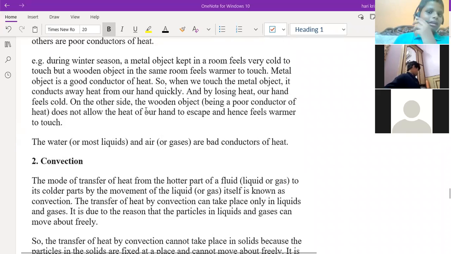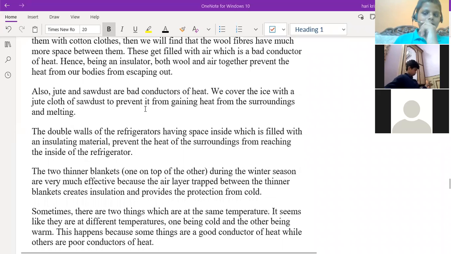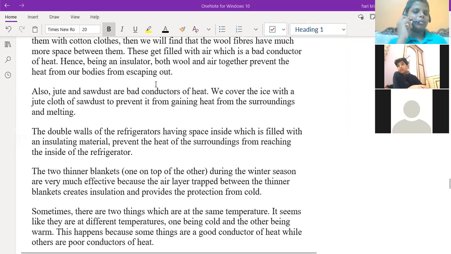Can you repeat again? What's your doubt? Yes, sir. Like we use utensils for cooking, sir. In Telugu we say garitelu, right? So when we use them, why are they made of metal? Because it can burn our hand, right? If we use wooden, it will be more comfortable.